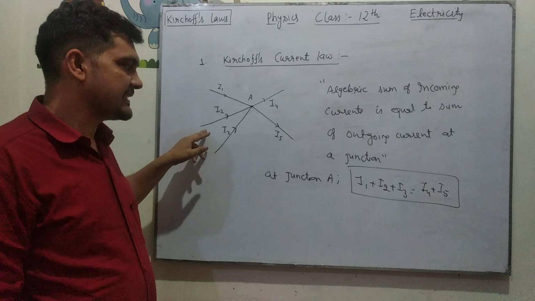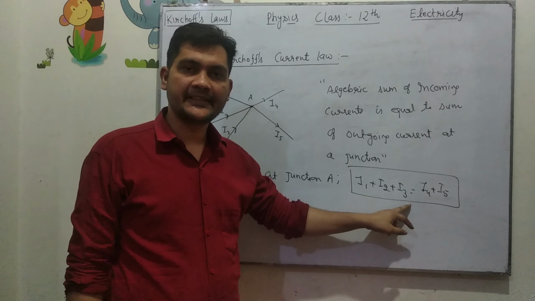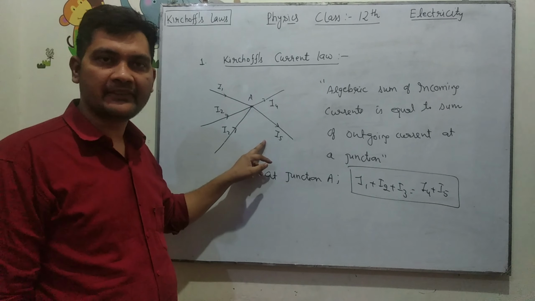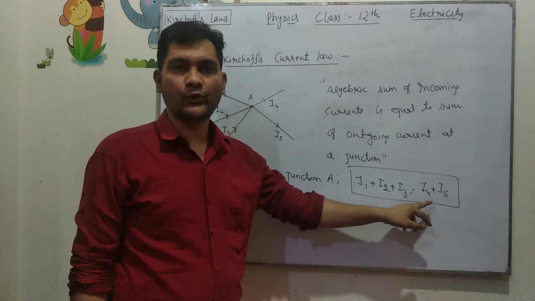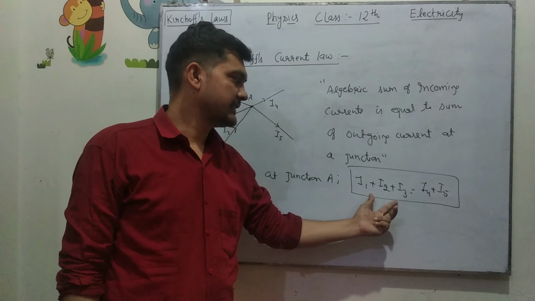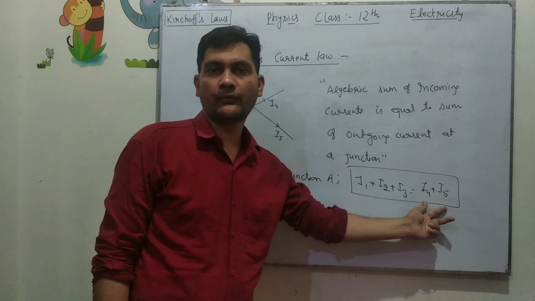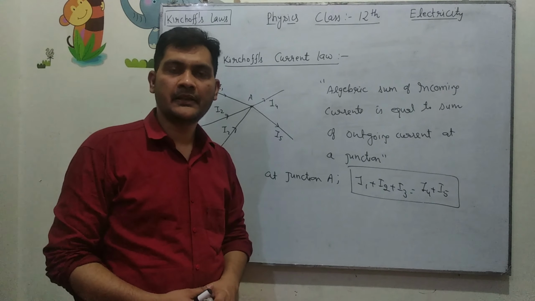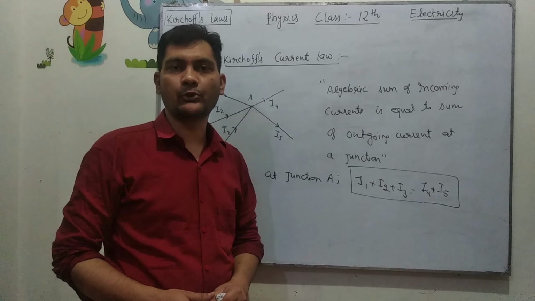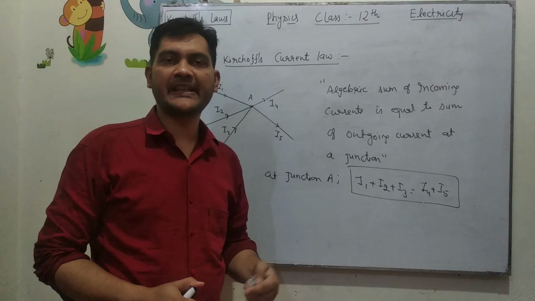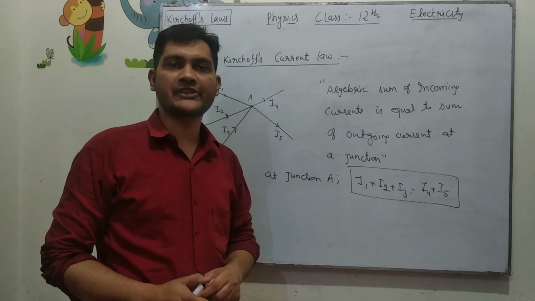Their algebraic sum is I1 plus I2 plus I3. Whereas the outgoing currents are I4 and I5 and their algebraic sum is I4 plus I5. Then according to this law, the sum of incoming currents is equal to the sum of outgoing currents. So that is Kirchhoff's first law. Dear students, this law is based on the law of conservation of charge. How is this based on conservation of charge?